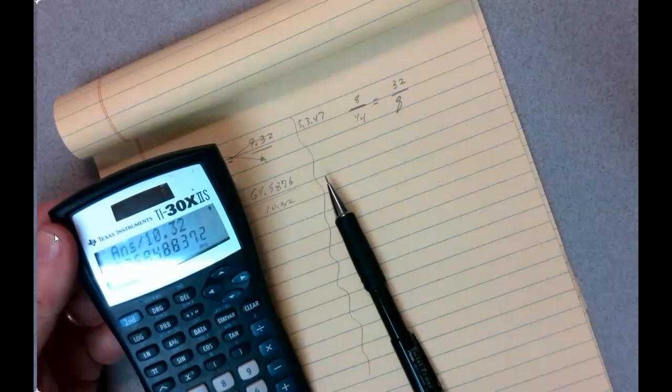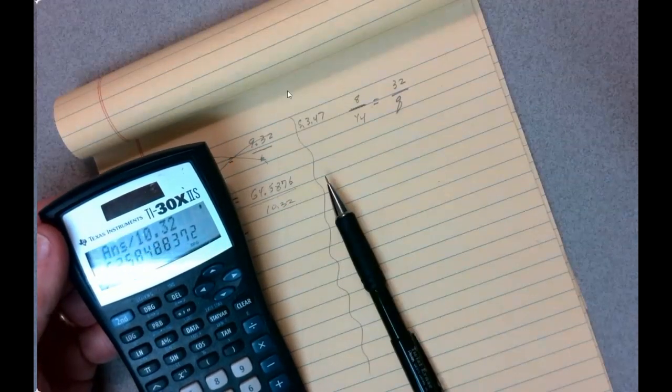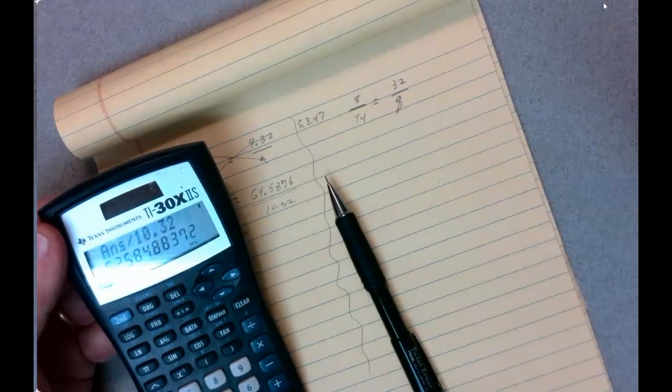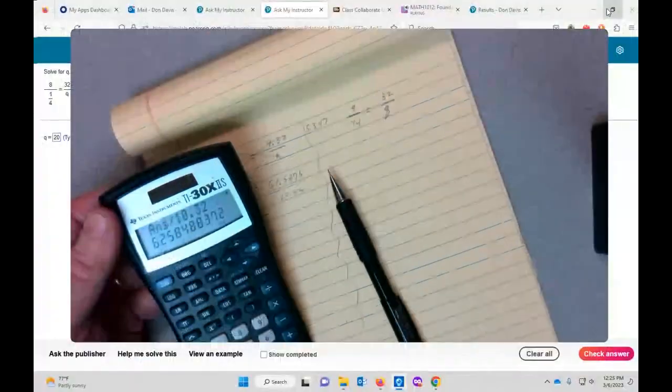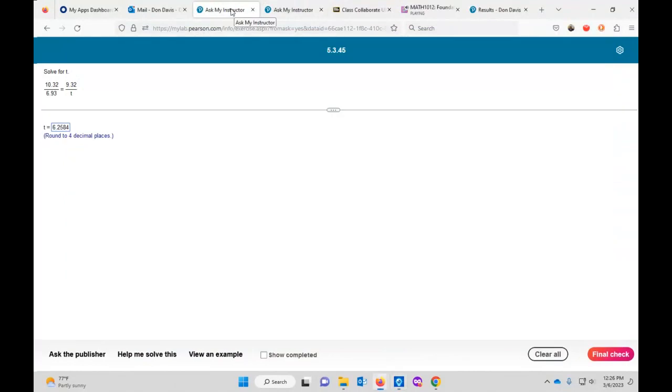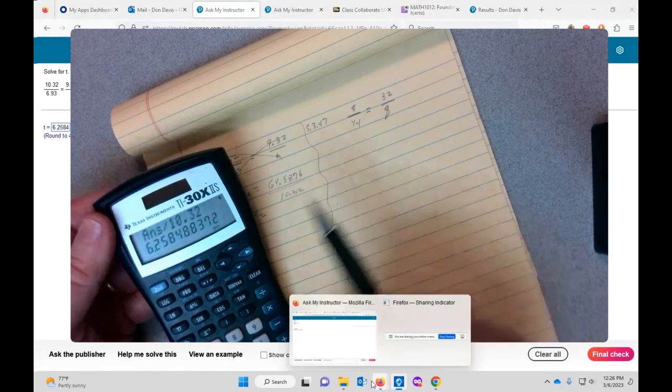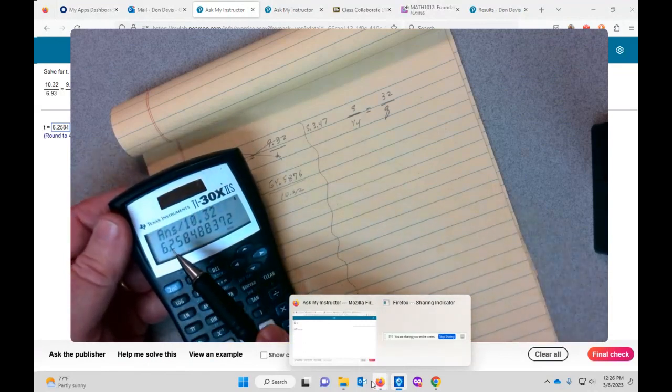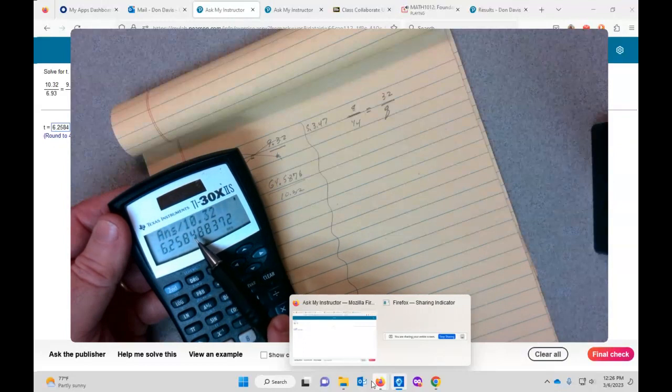So let's go back to MathXL and see what it wanted in the way of rounding instructions. Did it give us any? Let's see, what did it say? It wanted us to round to 4 decimal places. So what would this round to 4 decimal places? Well, 1, 2, 3, 4. So it wants it rounded at 1, 2, 3, 4.